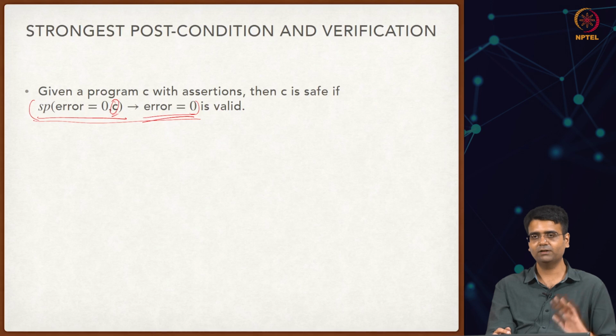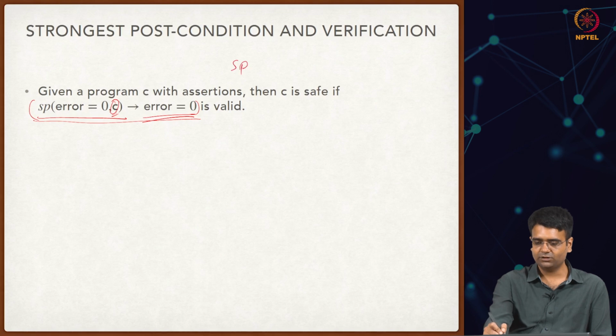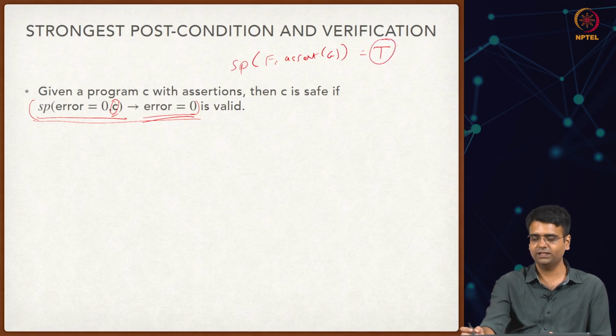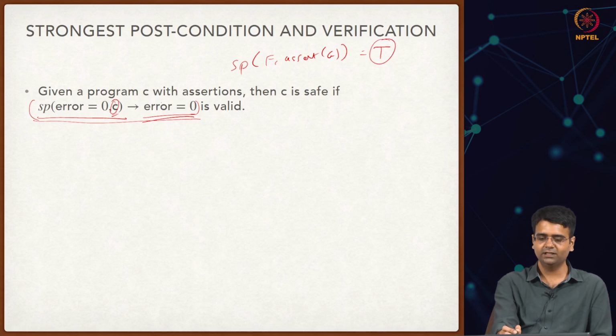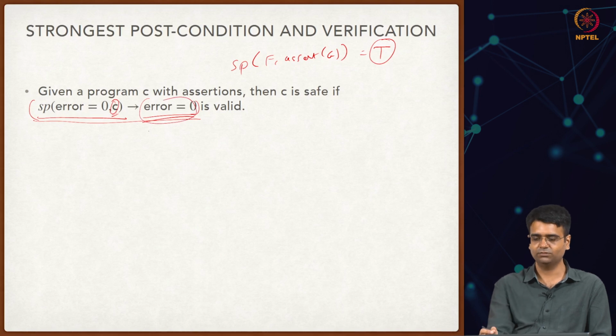This means that no assertion is violated, because once an assertion is violated, recall that this strongest post condition of assert G becomes true. Once it becomes true, that true just filters through all the way to the end of the program, and you will not be able to show that error is equal to 0 at the end of the program. On the other hand, if an assertion is never violated, the value of error will always remain 0, and therefore you will be able to show that this formula is valid, which is that SP of error equal to 0 comma C implies that error is equal to 0.